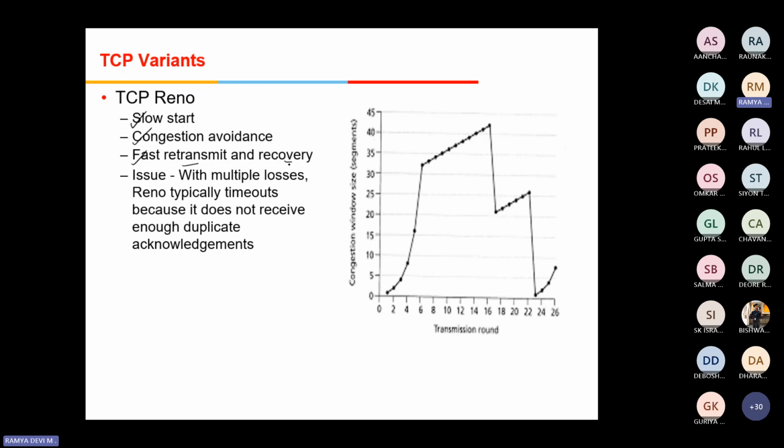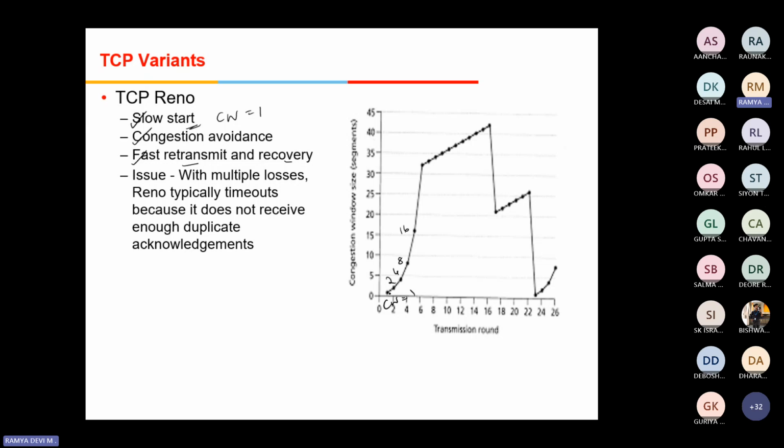So it is similar to Tahoe. Reno will start from slow start by setting the congestion window size to 1. So one segment size, the window size will be set to 1. The window will be growing exponentially. As you can see here, it is 2, 4, 8, 16. For each and every acknowledgement it receives, the congestion window size is doubled. So it is an exponential growth.